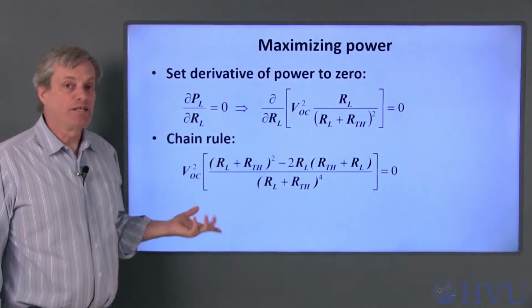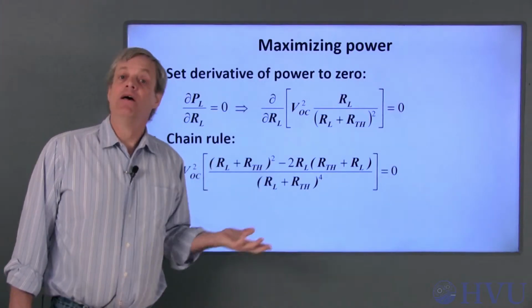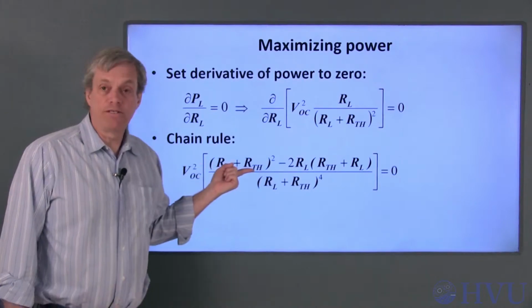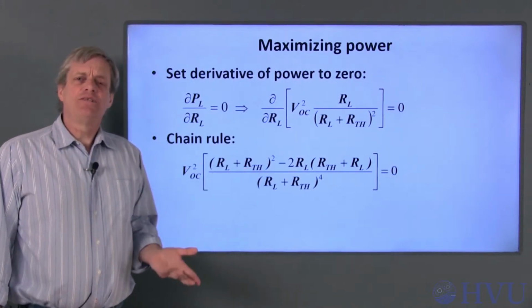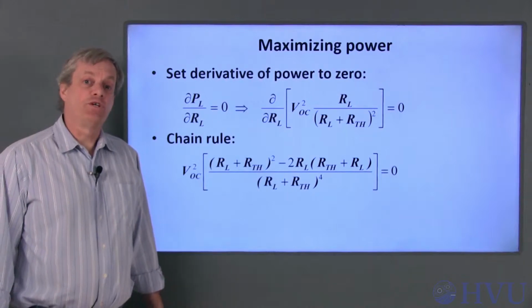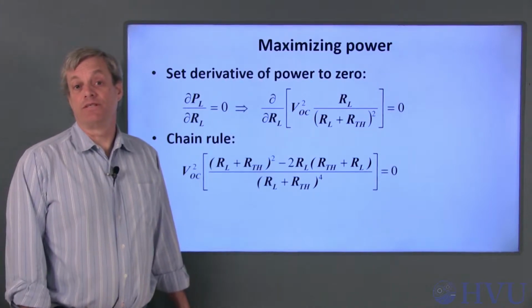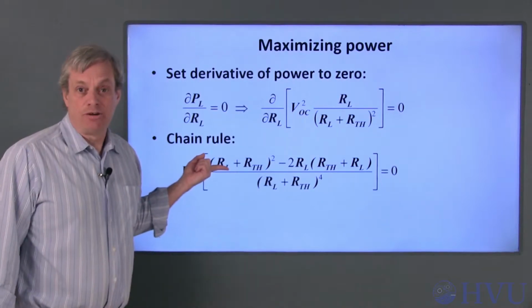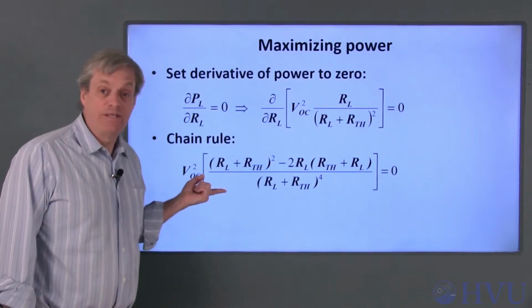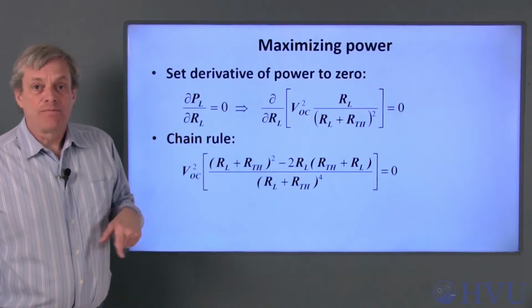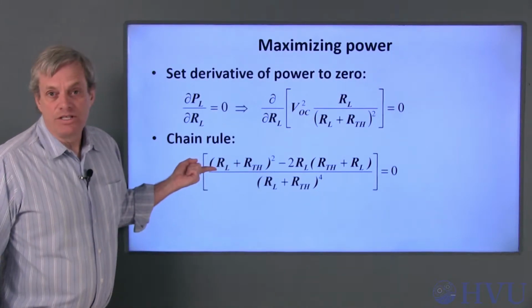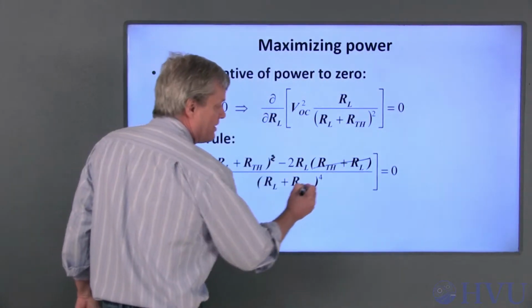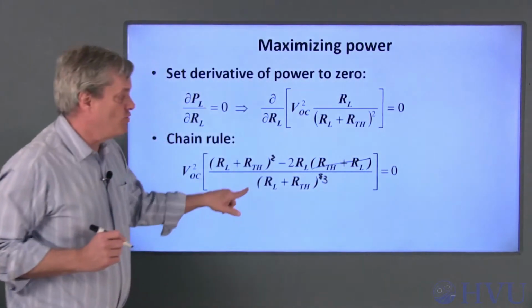To find the maximum, we can set the numerator equal to 0. There are two possibilities that result in this. The first is to set RL plus RTH equal to 0. This solution has a couple of problems though. The first is that it requires a negative load resistance, which isn't physically possible. The second drawback is that it results in a 0 denominator, and 0 over 0 is undefined. The other possibility is to cancel out the RL plus RTH term in both the numerator and denominator. So this goes away, that squared is eliminated, and this becomes a cubed.